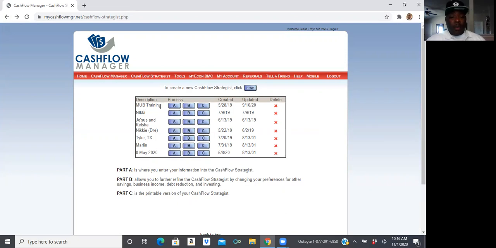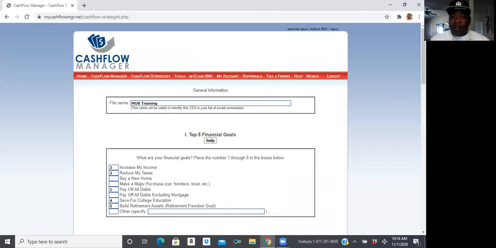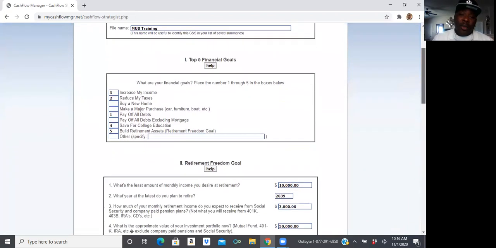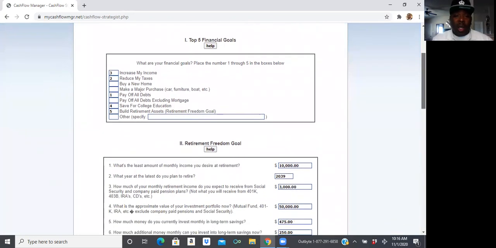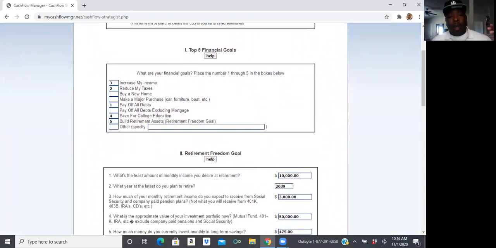So you see one that says MUB training. A lot of the team from the Make You Better family, we all got together and we filled this out together. So we're going to go ahead and select it. All right, so you see at the top, it says MUB training. Now, it says your top 5 financial goals. You're going to put them in chronological order, from 1 being the greatest and 5 being the least. We selected paying off all debts, reducing our taxes, increasing our income, saving for college, and then number 5, we said build retirement assets.